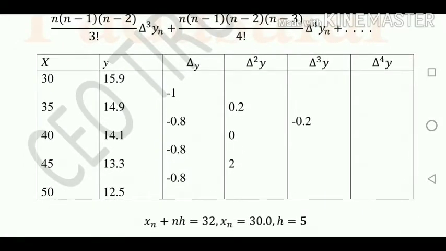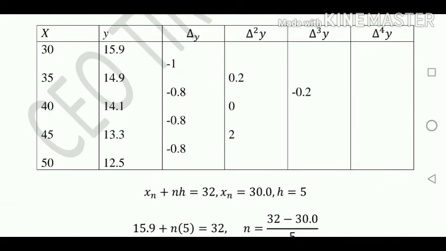and delta 4 y. The x values are 30, 35, 40, 45 and 50. Y values are 15.9, 14.9, 14.1, 13.3 and 12.5. Now find the value of delta y by subtracting: 14.9 minus 15.9, we are getting minus 1. 14.1 minus 14.9, we are getting minus 0.8. 13.3 minus 14.1, we are getting minus 0.8 again. 12.5 minus 13.3, we are getting minus 0.8.